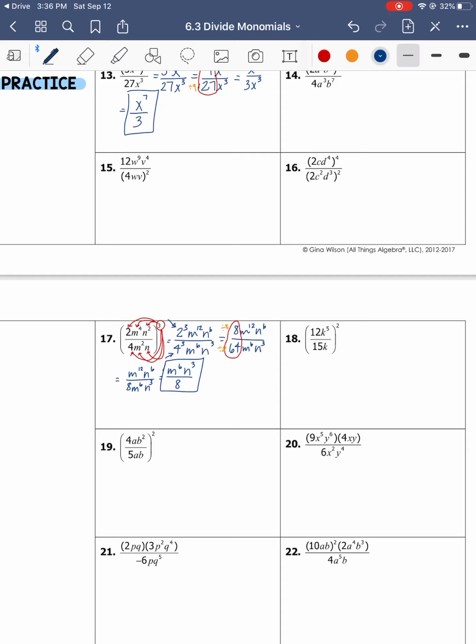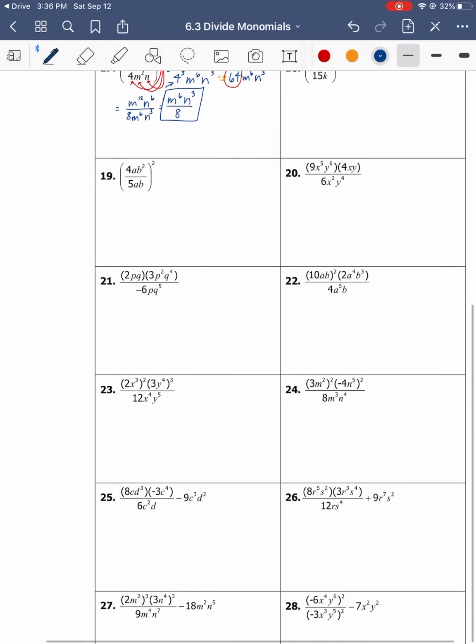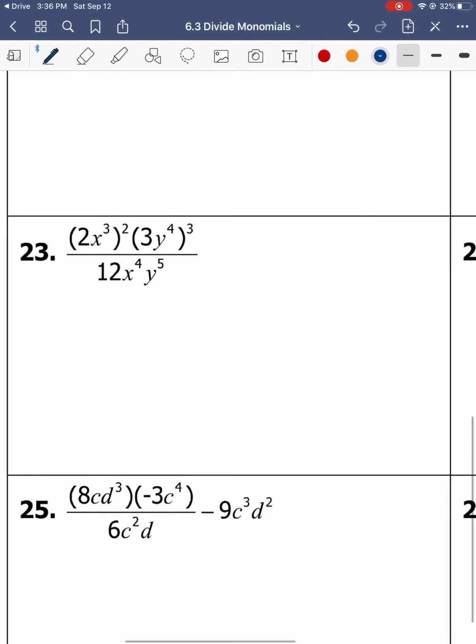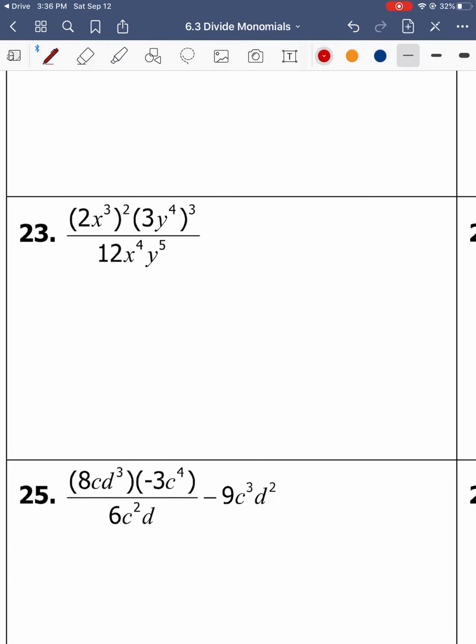Awesome. Okay, let's look at, come down here. How about number 23? So, as usual, we're going to take care of these powers outside the parentheses first. This squared is going to go to the 2 and to the x cubed. This 3 is going to go to this 3 and to the y to the 4th. Okay, so let's rewrite this. In this first, we'll keep the parentheses for now. In this first one, we're going to have 2 squared, which is 4.